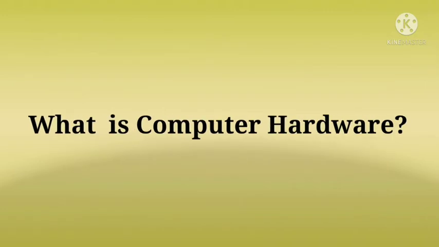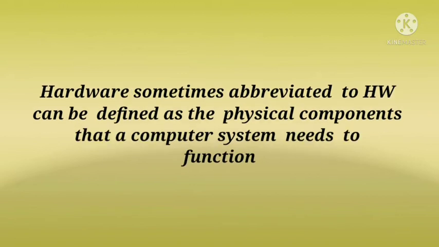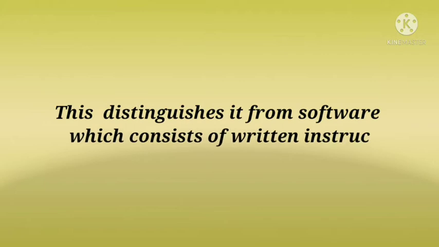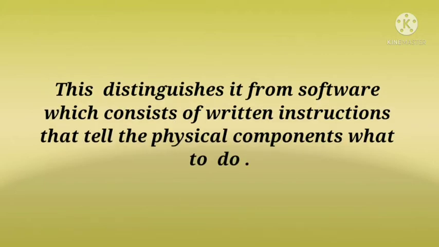What is computer hardware? Hardware, sometimes abbreviated to HW, can be defined as the physical components that a computer system needs to function. This distinguishes it from software, which consists of written instructions that tell the physical components what to do.